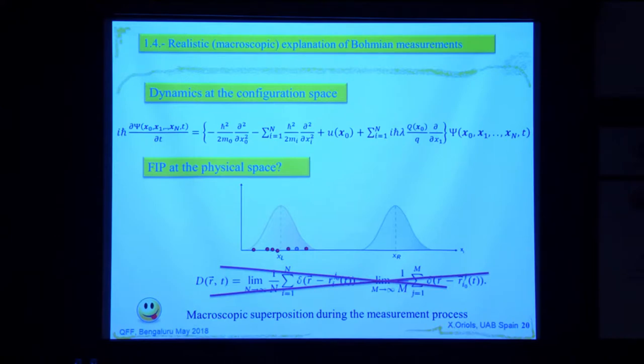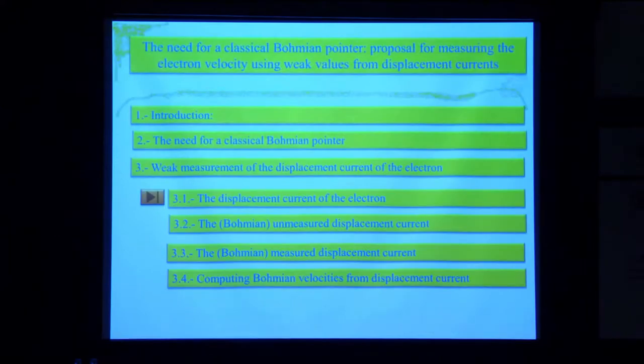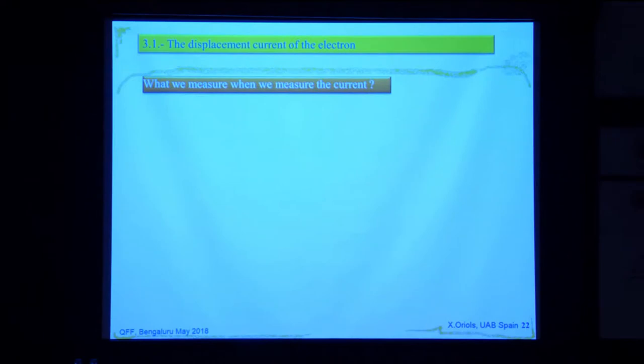So I have explained to you more carefully what a pointer is in Bohmian mechanics and why it's able to make these measurements. And I will change the topic, and I will use these ideas to discuss weak measurements of the displacement current of electrons. First, I will explain to you what the displacement current is.